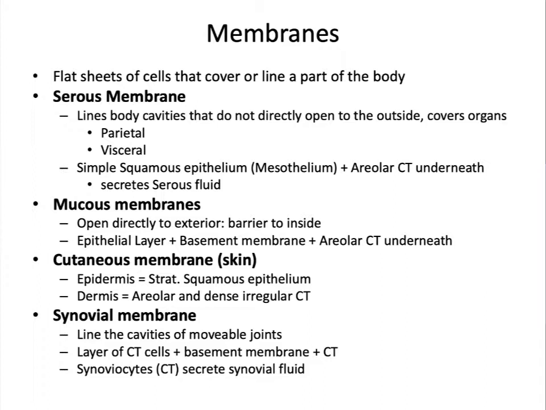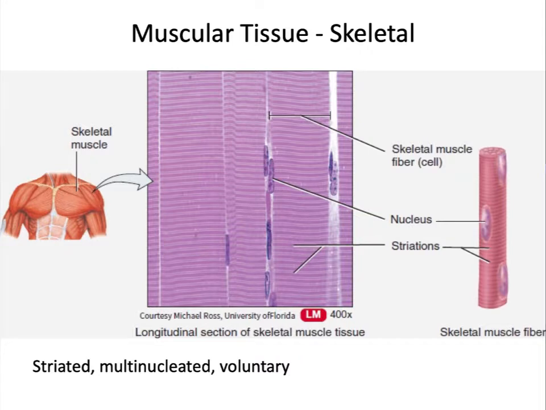It is interesting to note that the synoviocytes are connective tissue cells, not epithelium. So the synovial membrane is the only one that does not contain epithelial cells. We have 2 more types of tissue which we're going to cover very briefly here and in more depth later in the course. Muscular tissue has 3 different types of tissue.